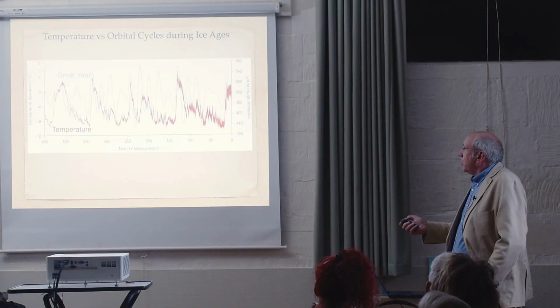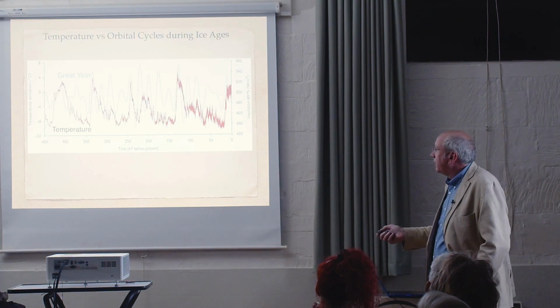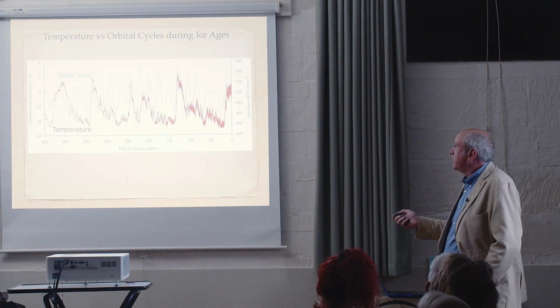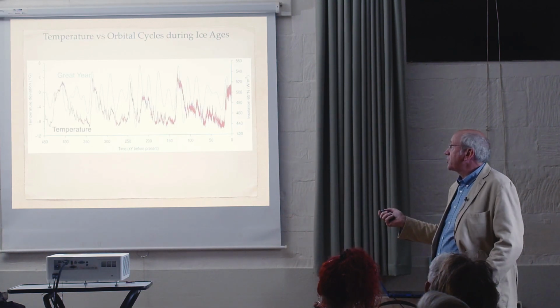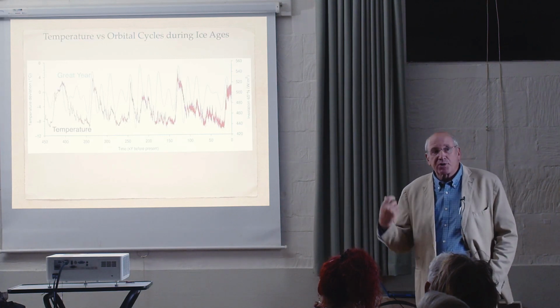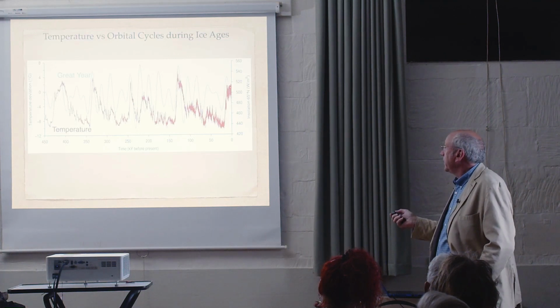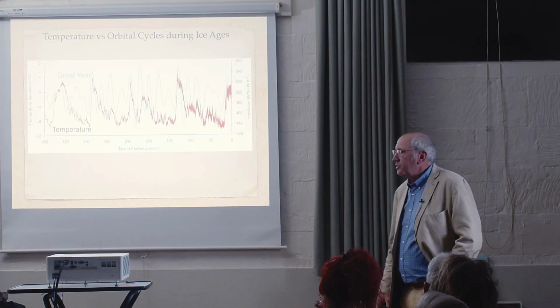So let's look at the graph of temperature versus orbital cycles during the Ice Ages. Here it is. So we have temperature in red, very much the same as we've seen before, and this is going back 450,000 years. So each peak in this red is an interglacial, a warm period. Note how small the interglacials are. They're very, very small. Most of the time we're in Ice Age conditions. And this is our current interglacial, known as the Holocene. It's slightly longer because of orbital cycles.